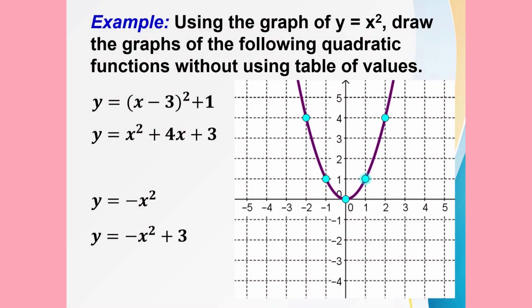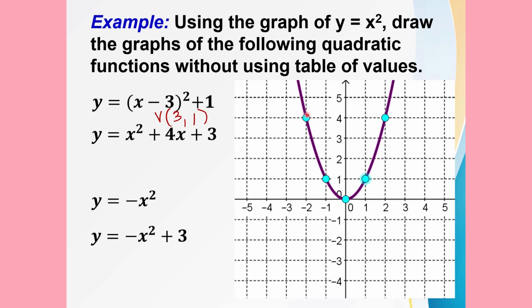Let's have the summary of the different forms of quadratic function. So example, using the graph of y equals x squared, draw the graphs of the following quadratic functions without using a table of values. So number 1, we have here y equals the quantity of x minus 3 squared plus 1. So the vertex of this quadratic function is at (3, 1). So we're going to move each point of this given quadratic function to the right 3 units and then 1 unit upward.